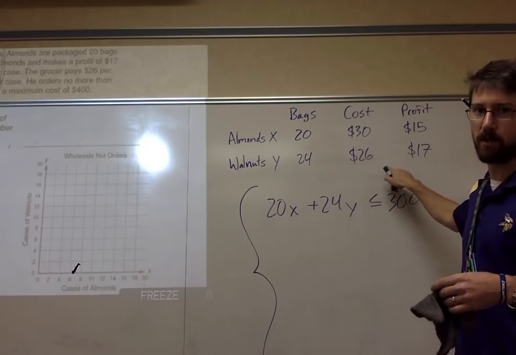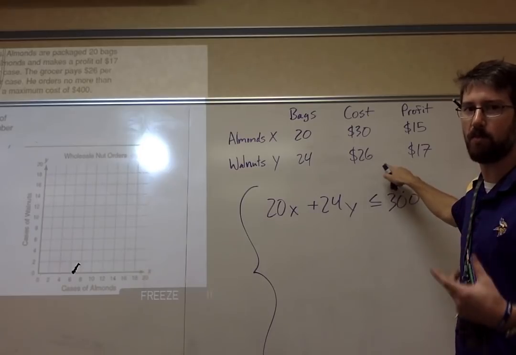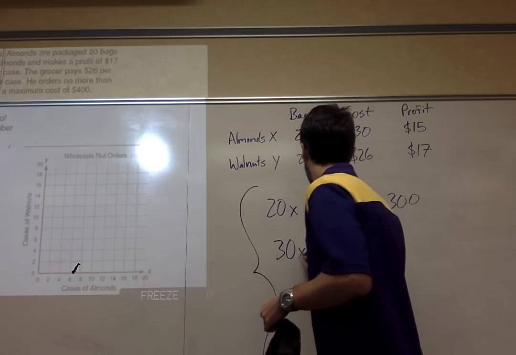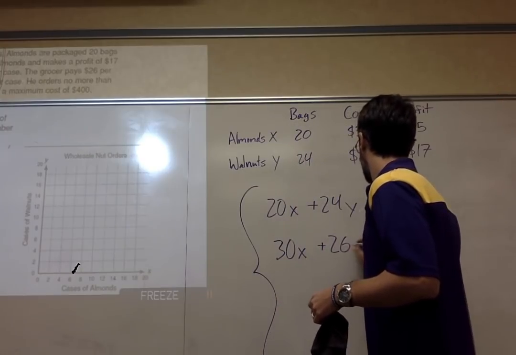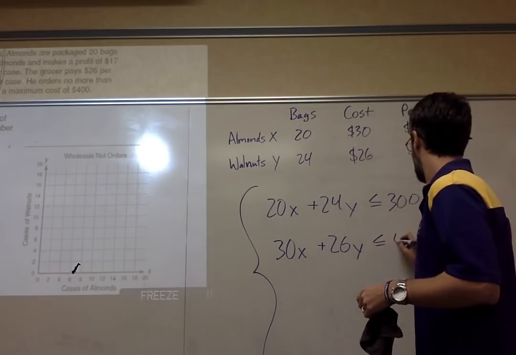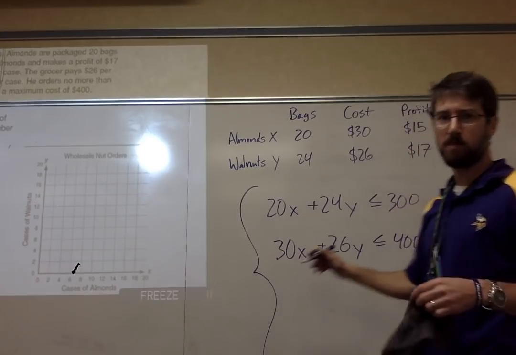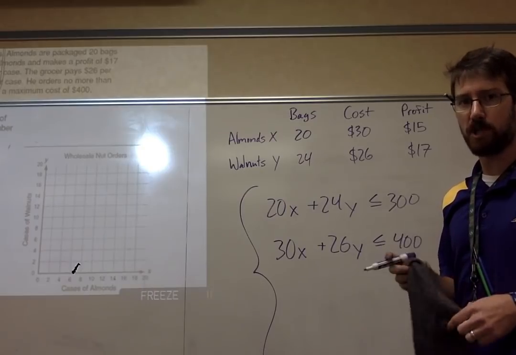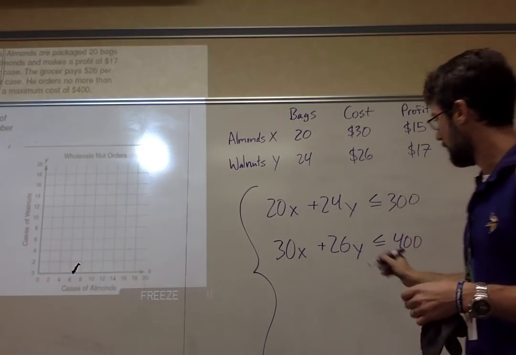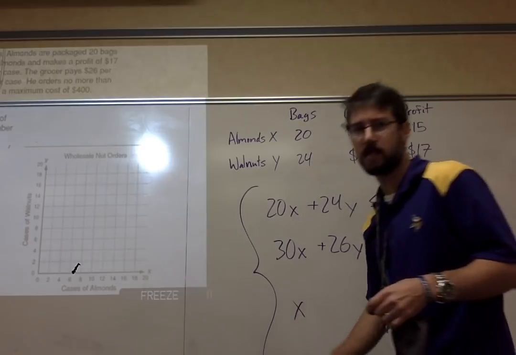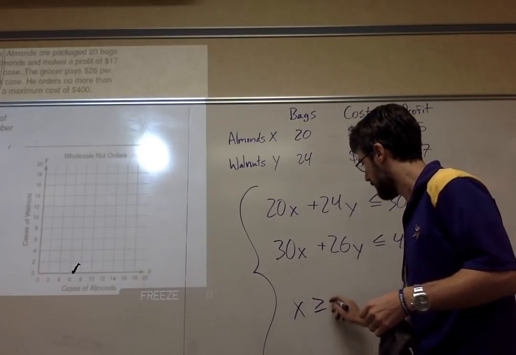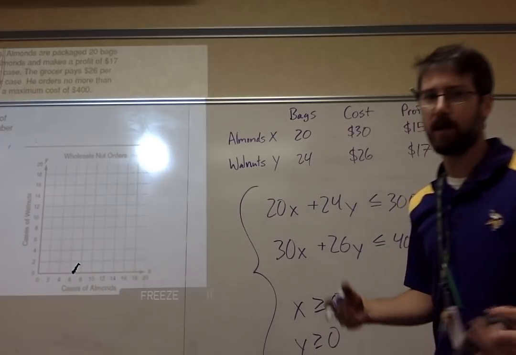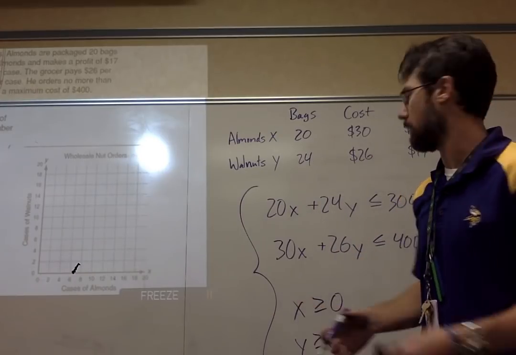The second constraint was the cost. I had a cost that could be no more than $400. And that first part doesn't involve the profit. The profit is going to be what we optimize. So that's going to be our objective function is what that's used for. To really be technical, we should also define that both x and y have to be greater than or equal to 0. We're not going to have negative almonds or negative walnuts.